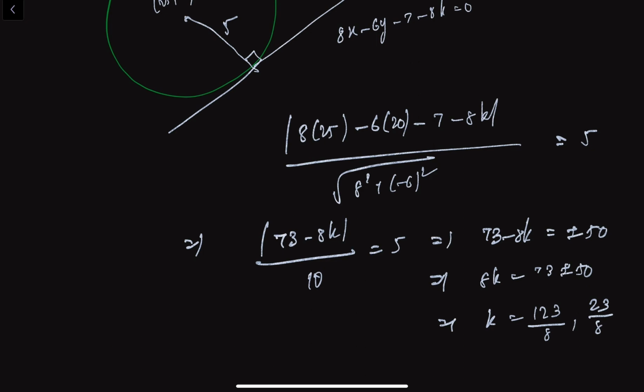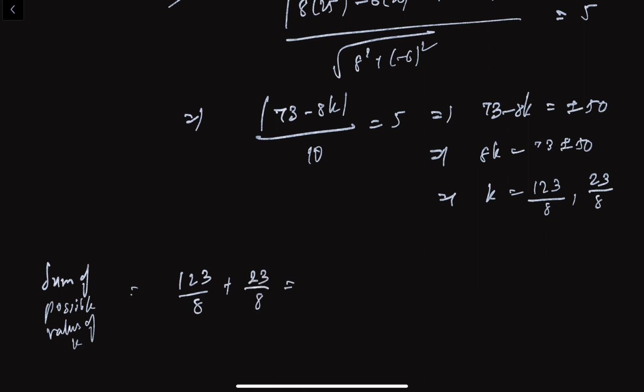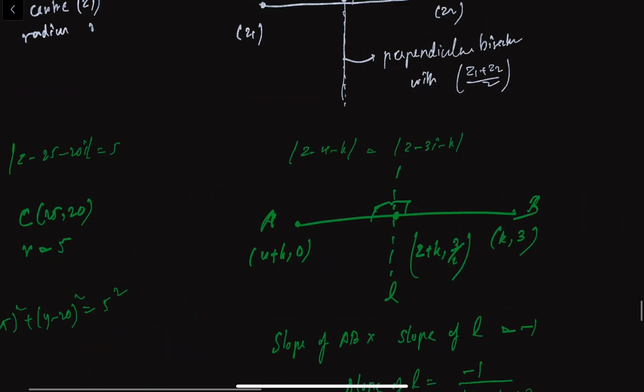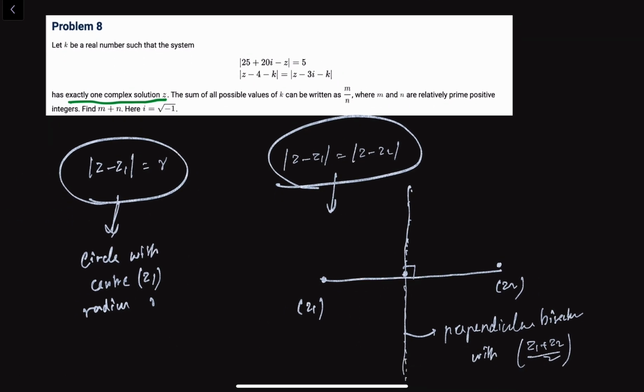So the sum of possible values of k would be 123/8 plus 23/8, which is 146/8, which is 73/4. This is our m/n in reduced form. So m plus n would be 73 plus 4, which is 77. So the answer for this question would be 77. That's it for this video. We'll meet in the next video.